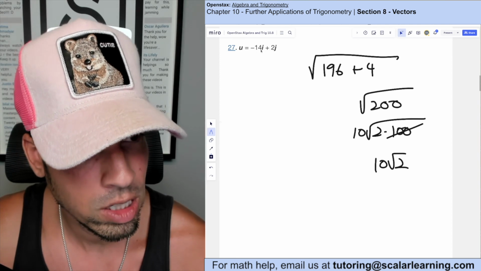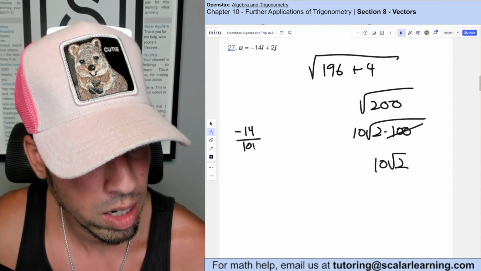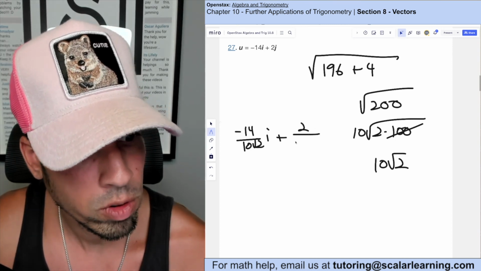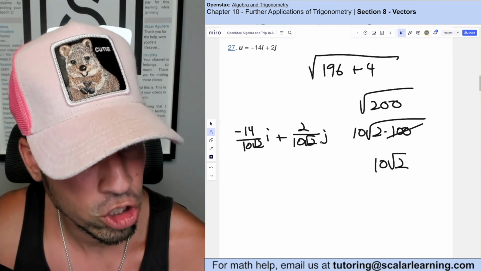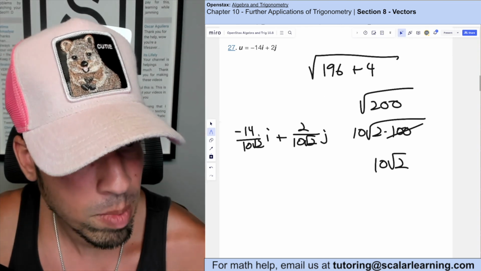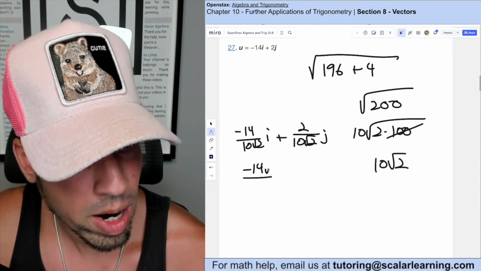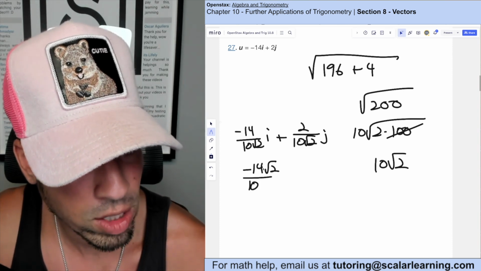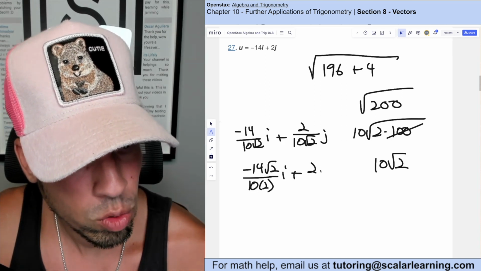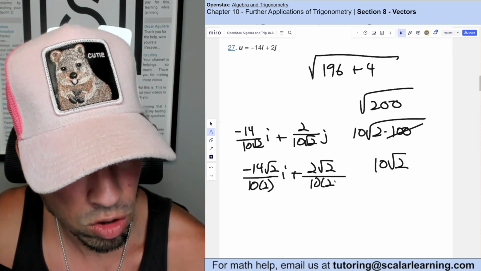And then we divide each of these components by 10 rad 2. So it's negative 14 over 10 rad 2 i plus 2 over 10 rad 2 j. And we're going to rationalize the denominator. So I'm going to multiply the top and bottom by rad 2 and rad 2. So then we get negative 14 rad 2 over 10. And then rad 2 times rad 2 is 2. And then we got the i plus 2 rad 2 over 10. And then rad 2 times rad 2 is again 2j.